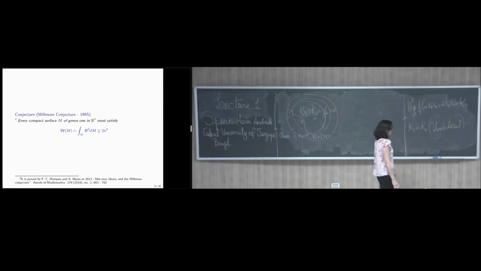This conjecture is from 1965. What is this? Every compact surface with genus 1 in Euclidean space satisfies this expression. Okay.